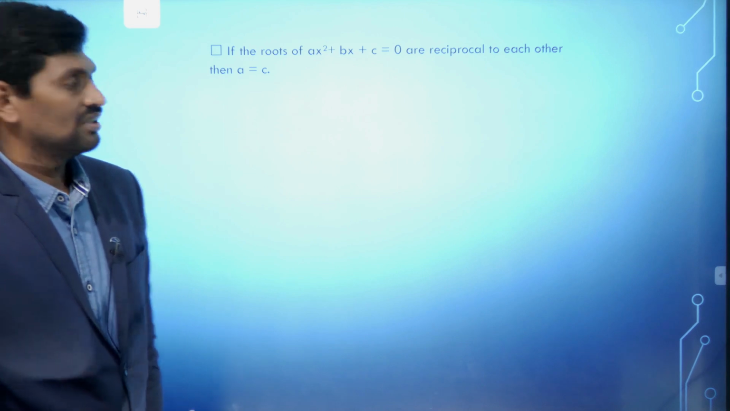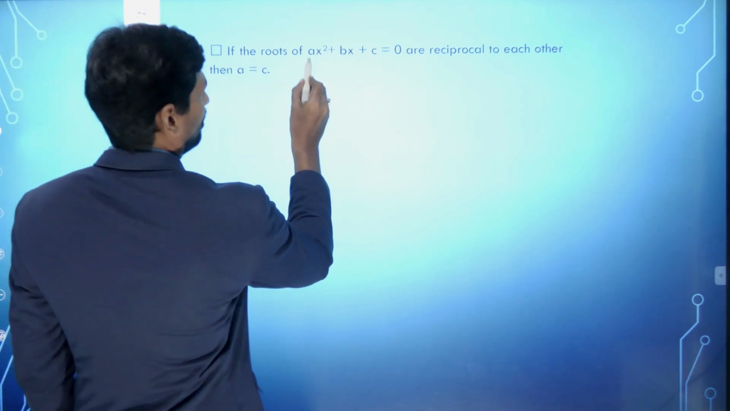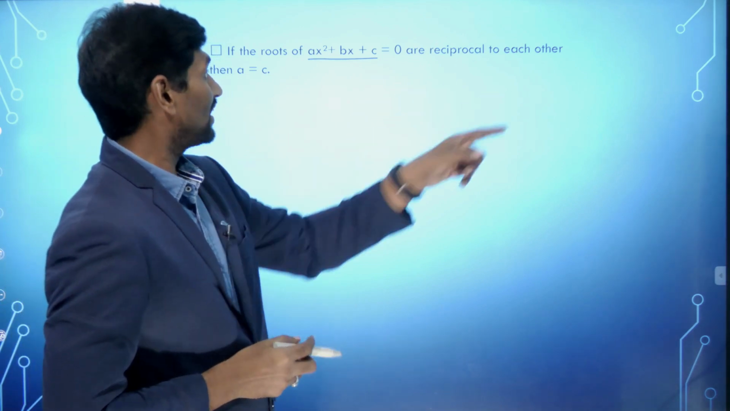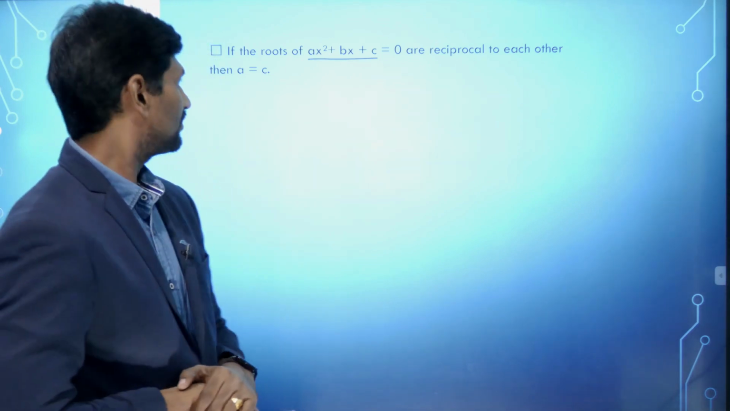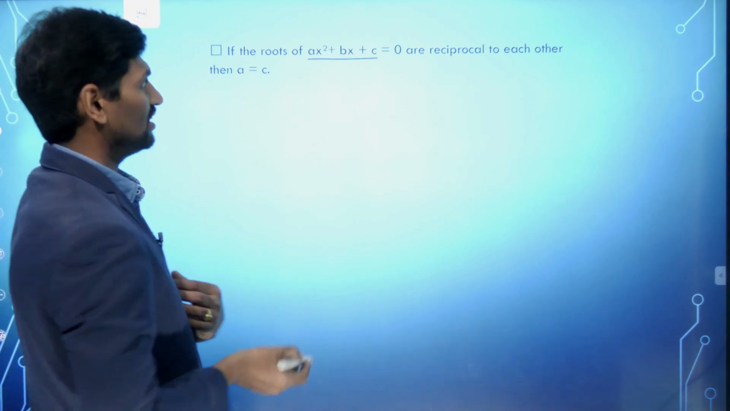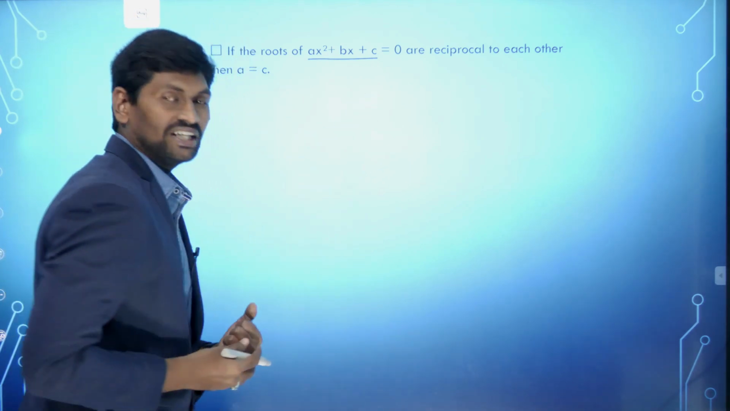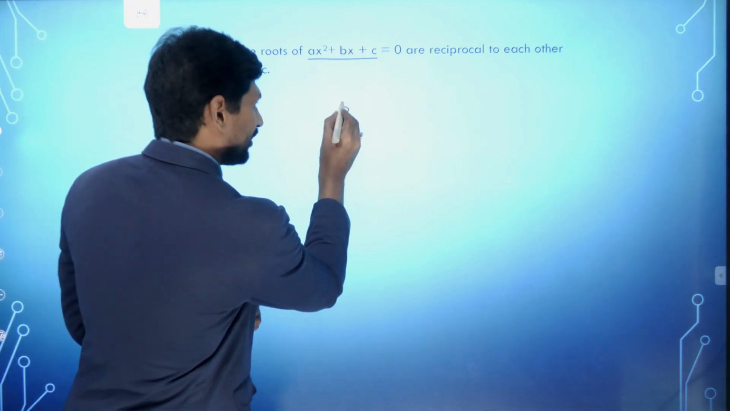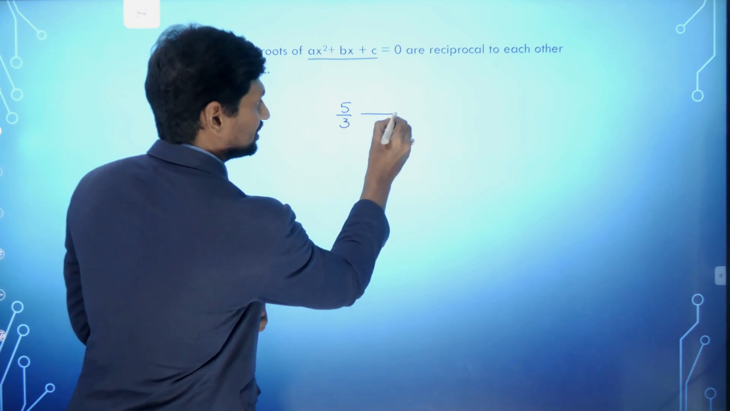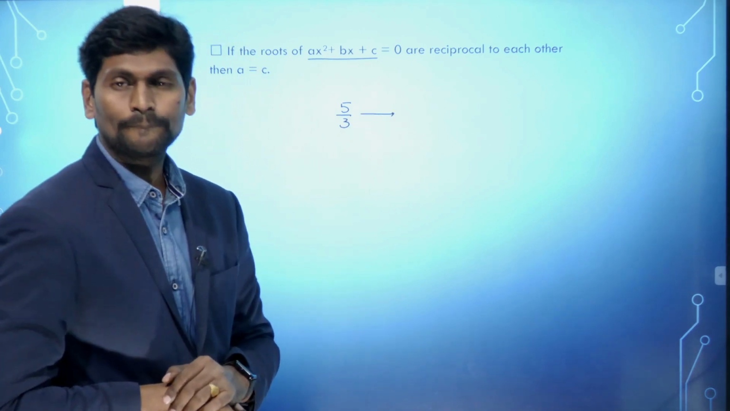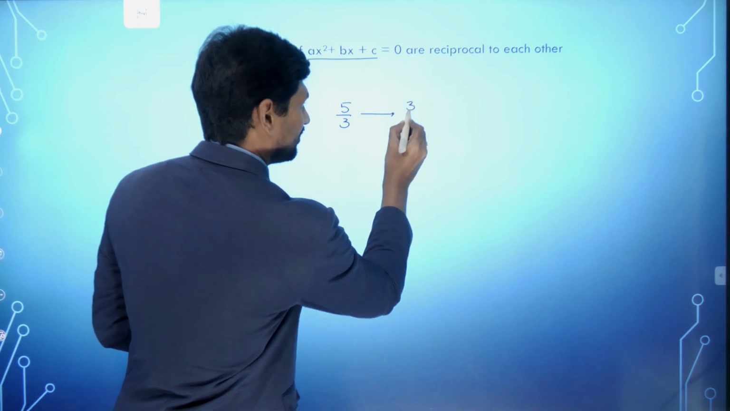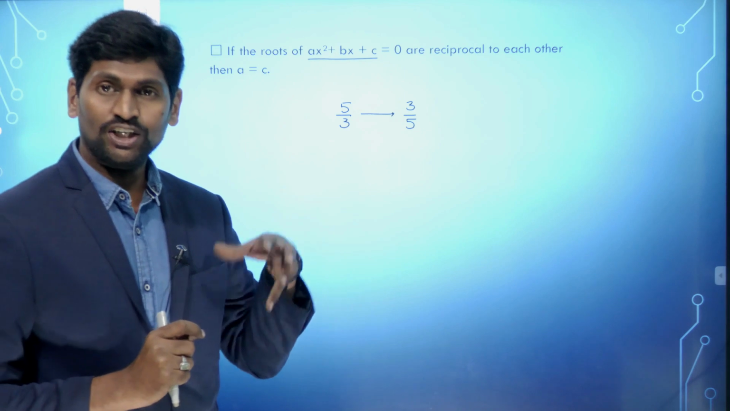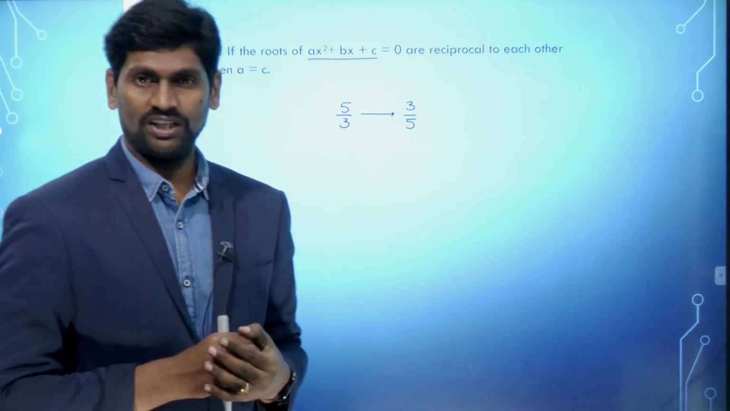Next, see here, if the roots of the general form of a quadratic equation are reciprocal to each other. Reciprocal means what? Nothing but multiplicative inverse. For example, if I am writing 5 by 3, what is the reciprocal of 5 by 3? Very good, 3 by 5. That means the positions of numerator and denominator are interchanged. Am I right?